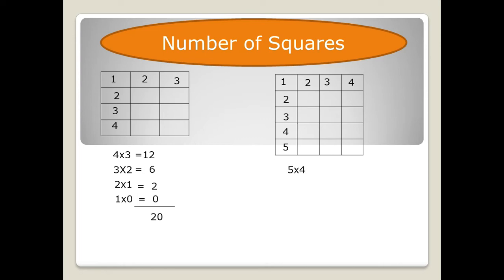We will multiply 5 by 4, then 4 into 3, then 3 into 2, then 2 into 1 and 1 into 0, and then calculate. 5 into 4 is equal to 20, 4 multiplied by 3 is 12, 3 multiplied by 2 is 6, 2 multiplied by 1 is 2, and 1 into 0 is 0, and adding all these we will find the answer, that is 40.